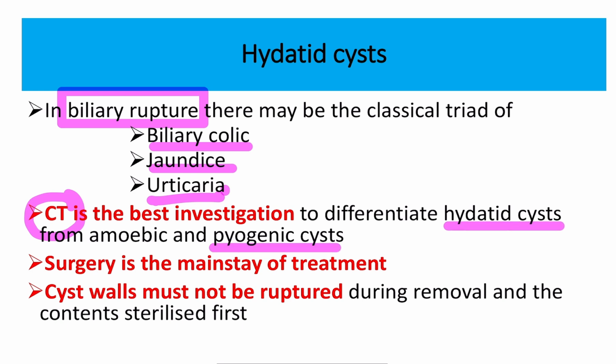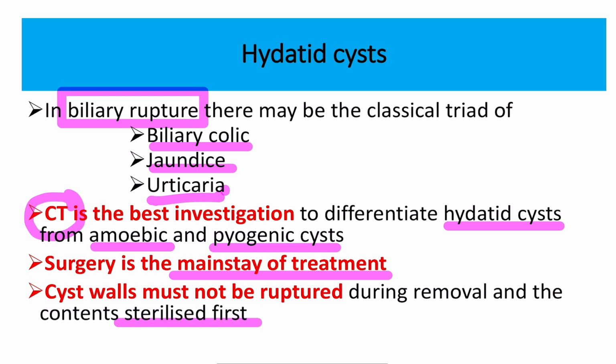So in the CT scan, first of all, we can diagnose the hydatid cyst. We can differentiate whether it is a hydatid cyst, pyogenic cyst or amoebic cyst. Surgery is the mainstay of the treatment. That means when there is a hydatid cyst, the first option is to remove the cyst. The cyst wall must not be ruptured during removal, and the content must be sterilized first.